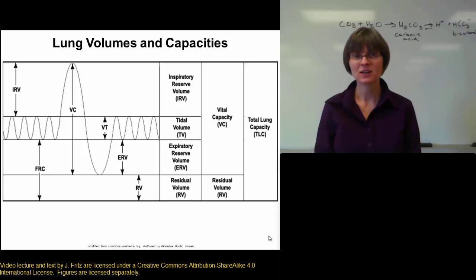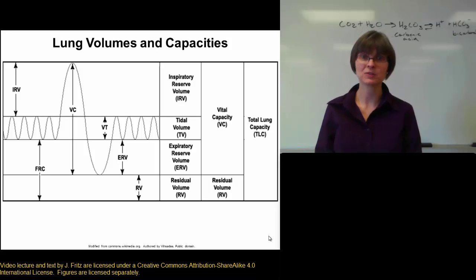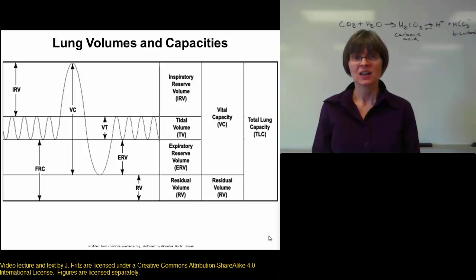The next thing I want to take a look at are some lung volumes and capacities, and these are important for understanding what's going on in the respiratory function labs. And the lab has a pretty good description, but I thought it might help if I went over it again so you can hear it and see it as well as just reading it.